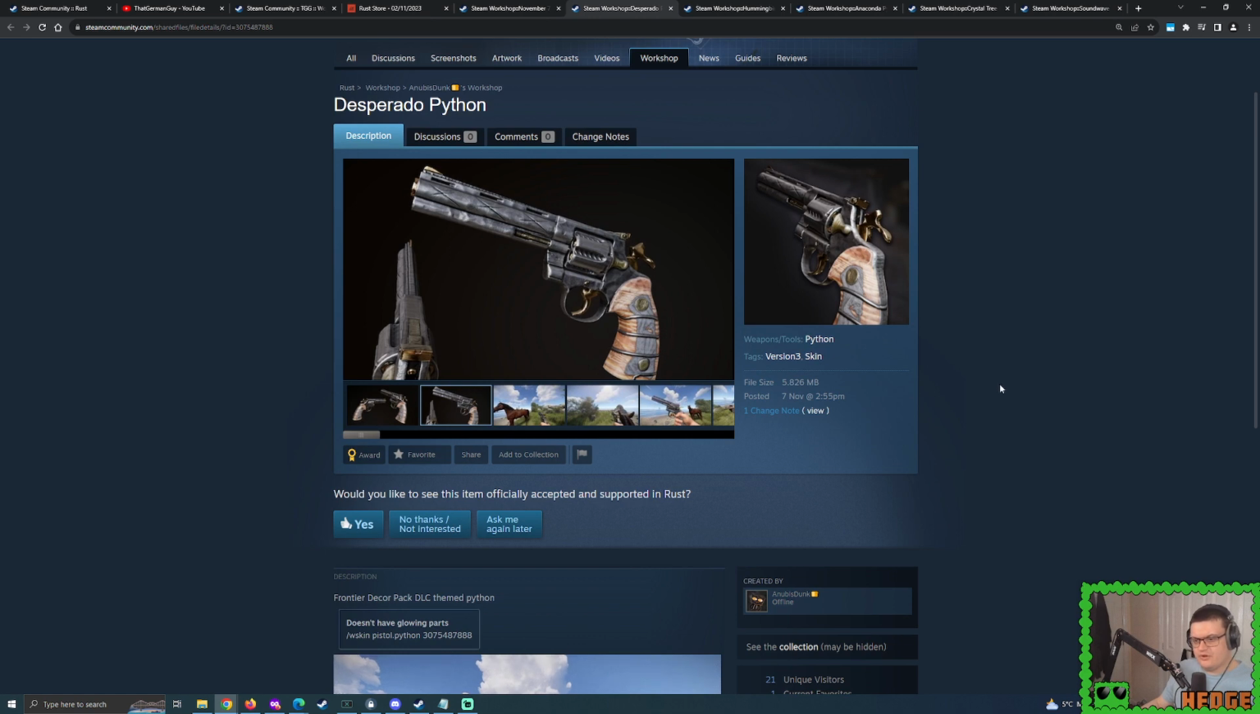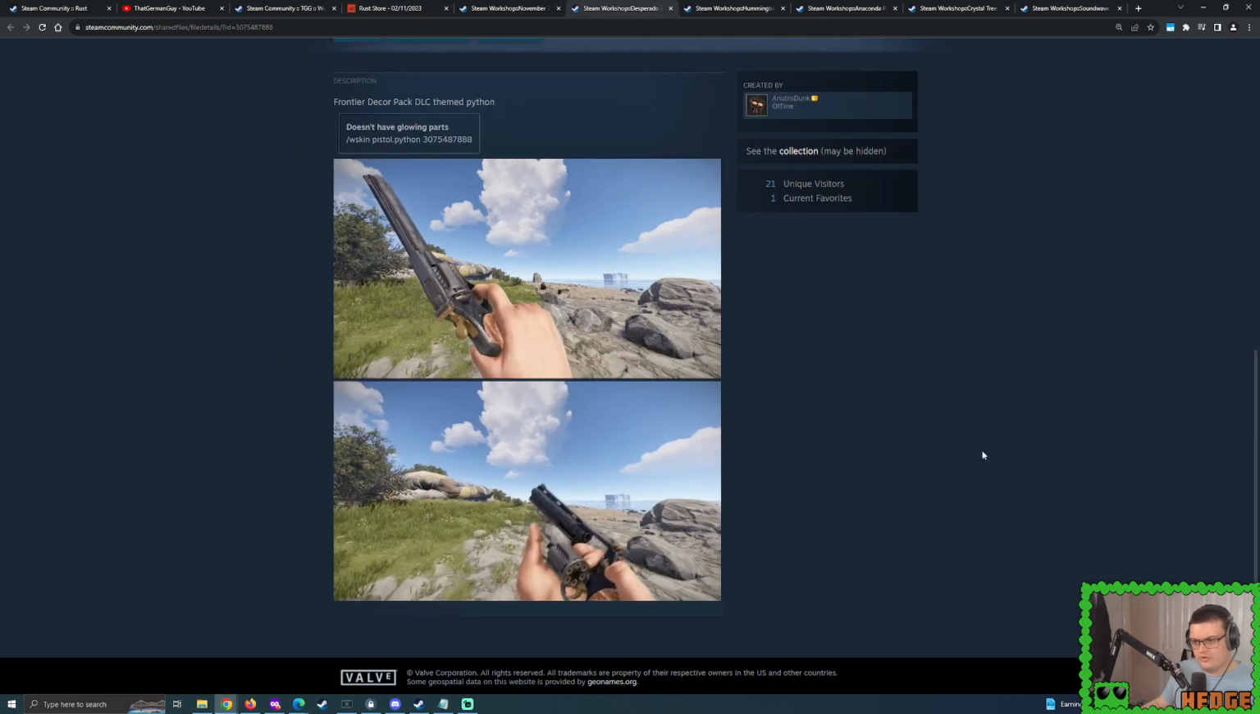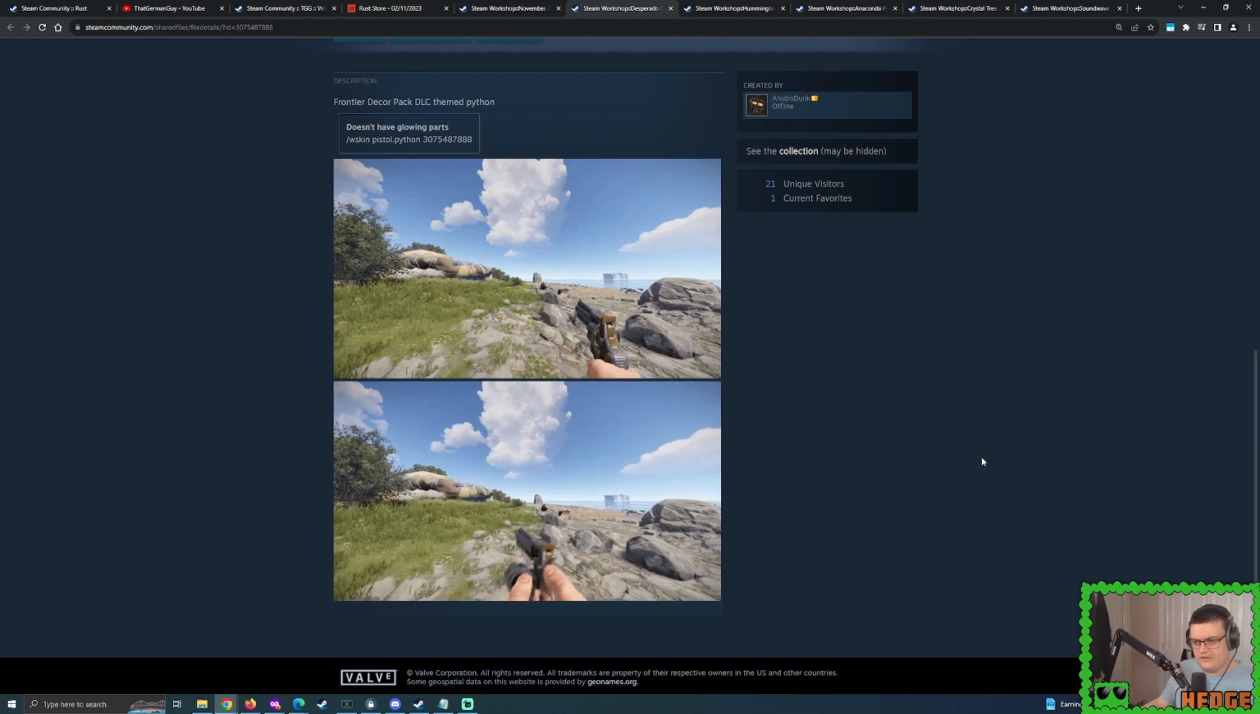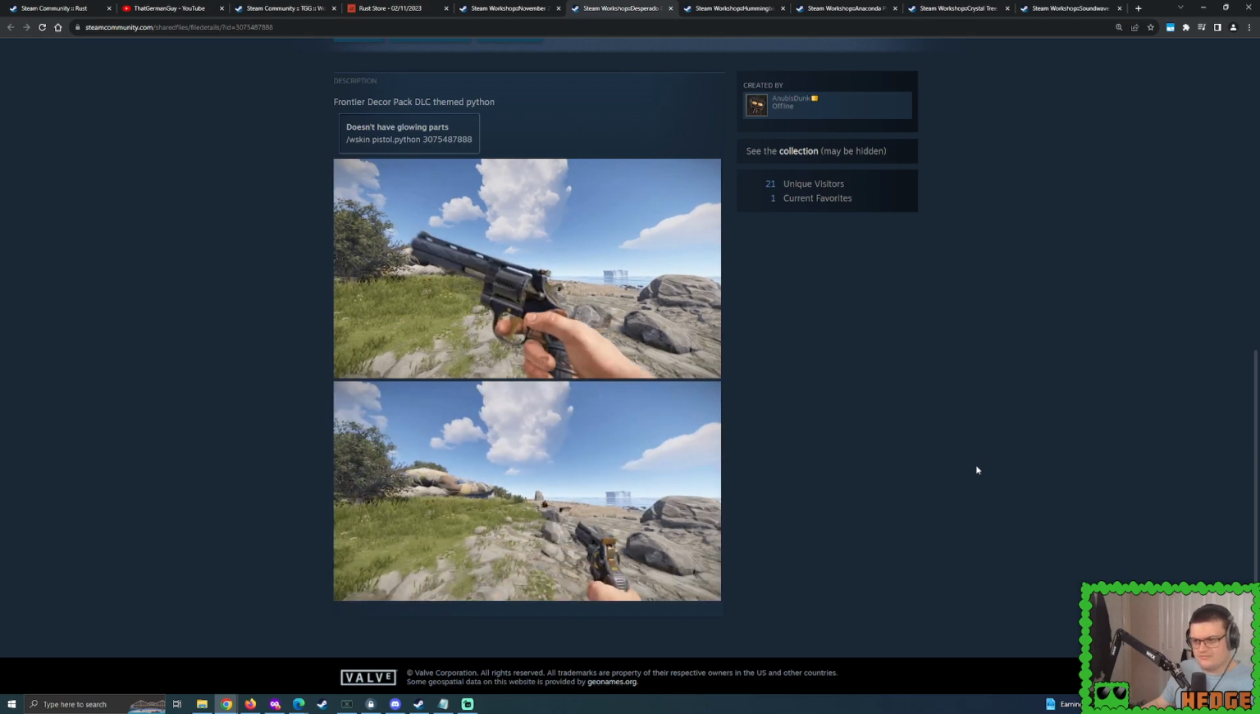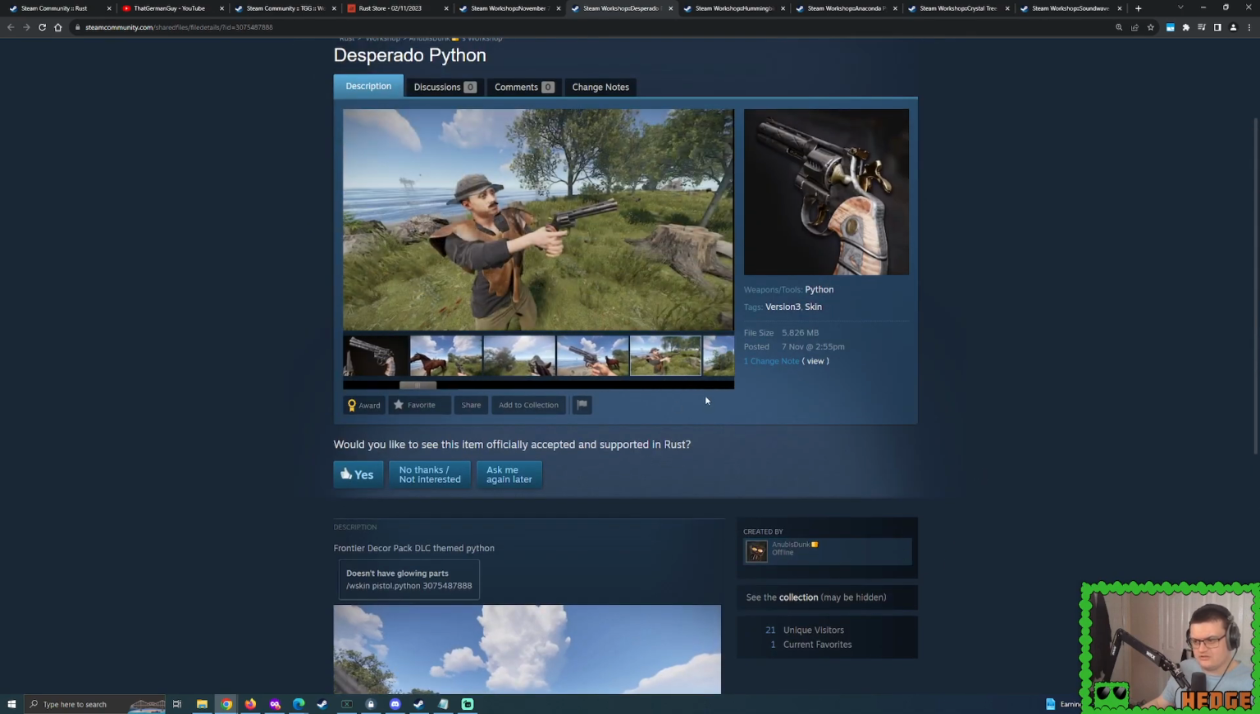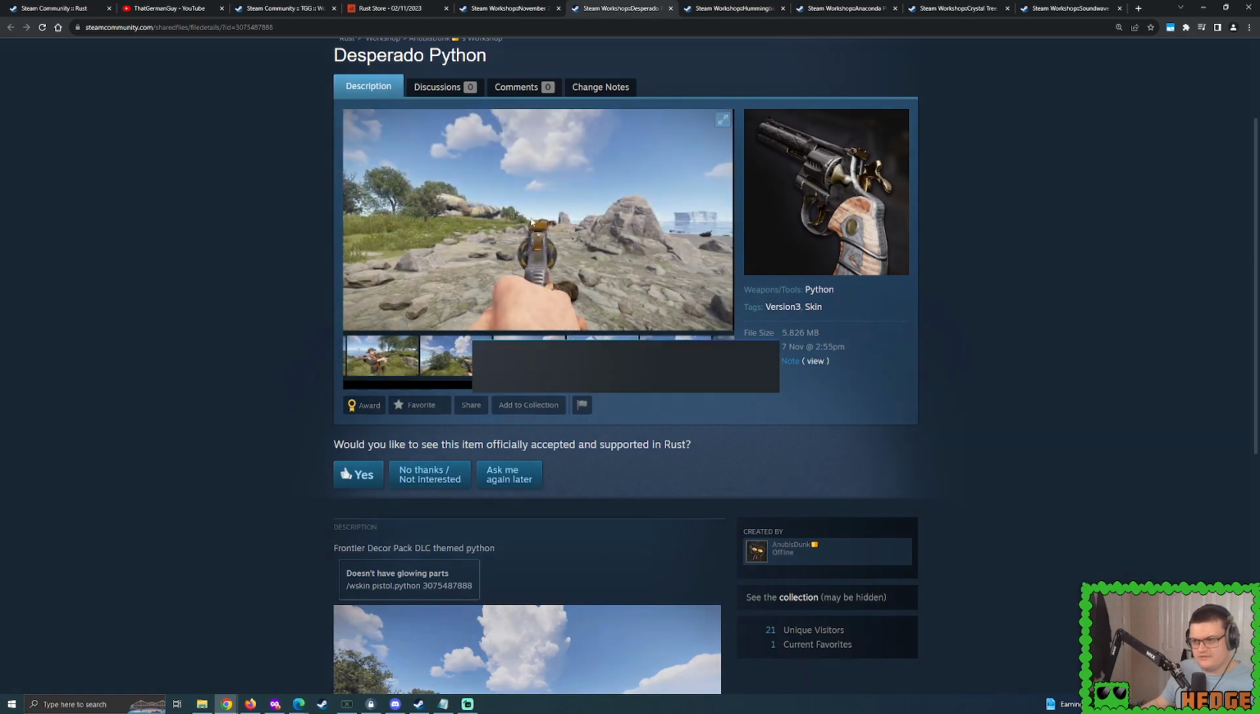Here we have the Desperado Python. Get a good look at that. We've got a GIF that shows off everything we need to see. Very cool. What about aim down the sight? No. Okay, picture of aim down the sight. Do we have that? Yes, we do. Aim down the sight.